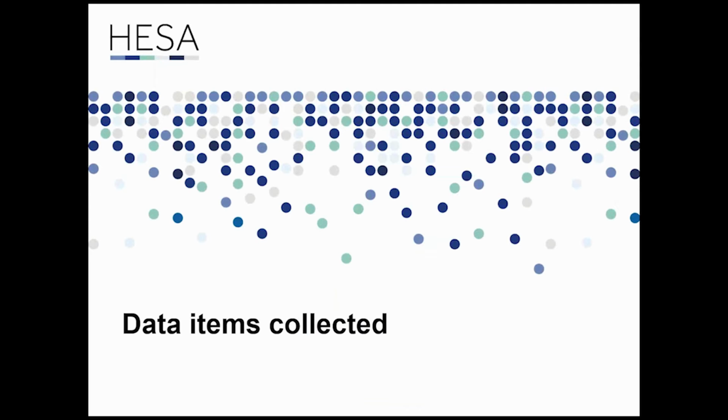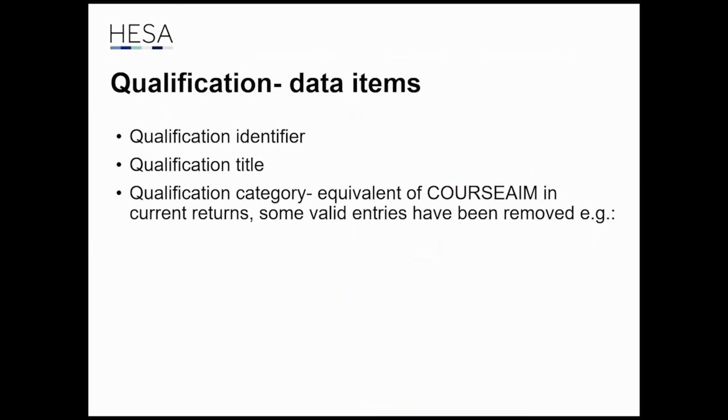What I will go through then is the different data items that we collect against each of those entities. So starting off with qualification, there's just three fields on the qualification entity. We have the qualification identifier. This is a unique identifier defined by the reporting provider. They have to submit for each qualification. We also get a qualification title, and then the qualification category field. So this is the bit that tells us what the actual qualification is. So is it a first degree, is it an HND, etc.